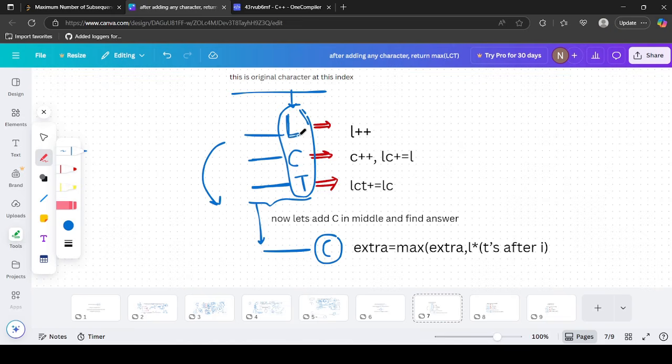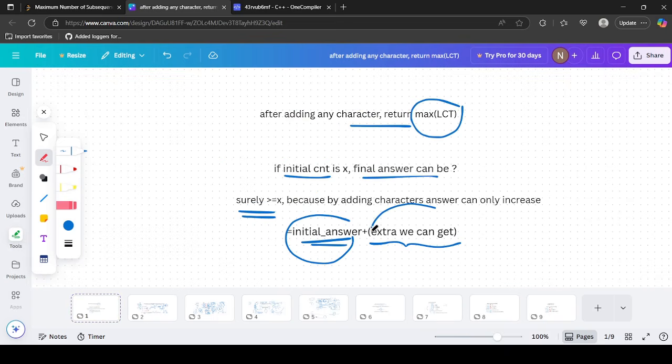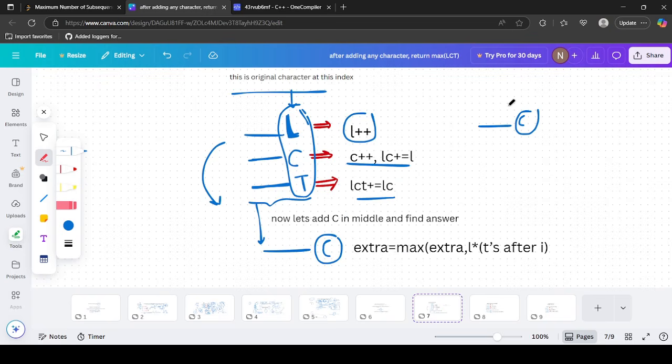We reached L, so simply L plus plus. We reached C, so these are the same as in the initial one. For now, we are adding an extra C in the middle. After adding the extra C, the answer will be the initial answer plus the extra we can get. So after every index, we are trying to add C in the middle and think about the gain, the extra answer we are able to get. At C, what is the gain that we get because of the extra C we add in the middle? It will be L's before times T's after. So how can we get these both?